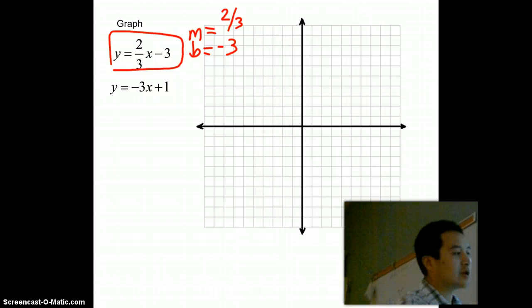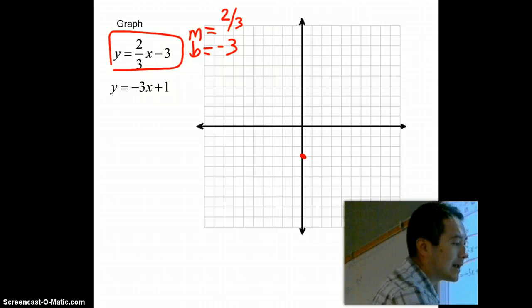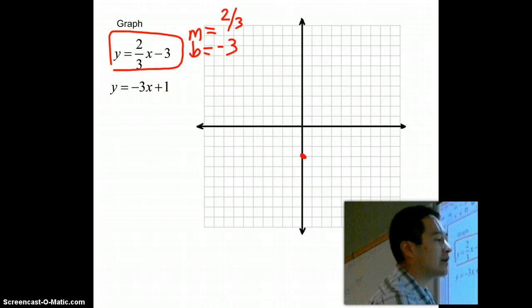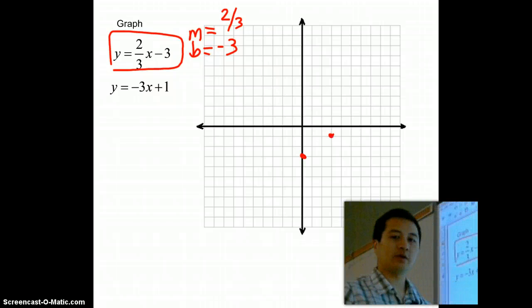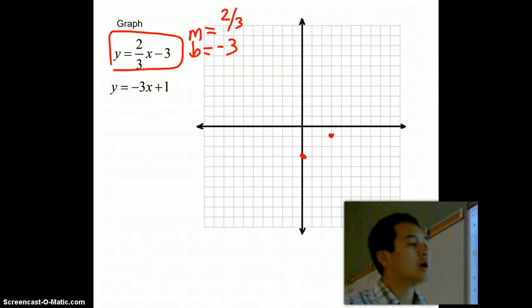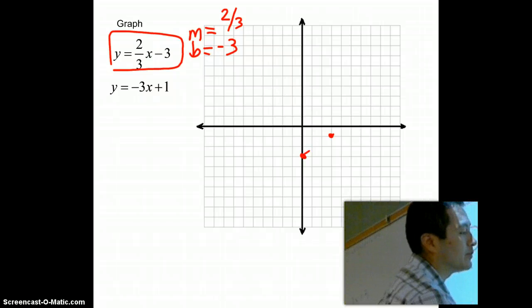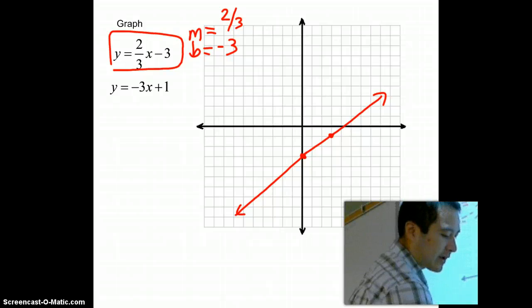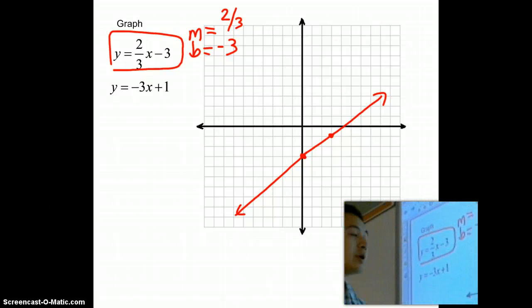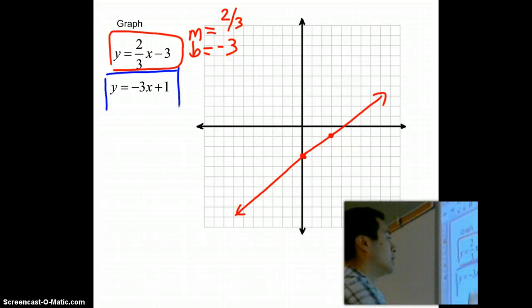So graph this. Start at -3. From there, the slope tells us to go up 2 and right 3. Up 2 and right 3. Graph your line. Make it straight. There you go. Perfect.